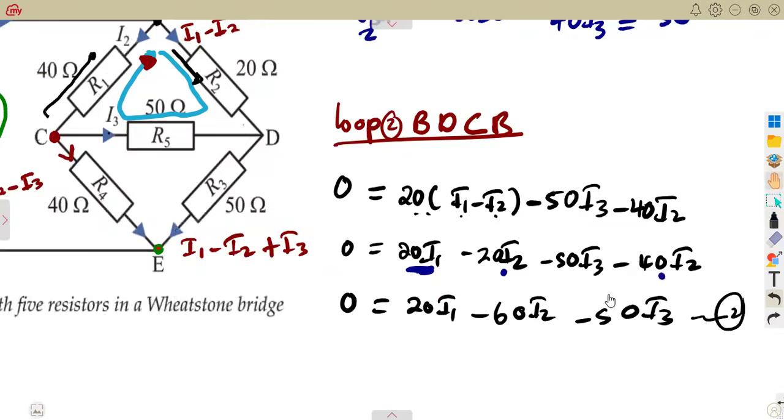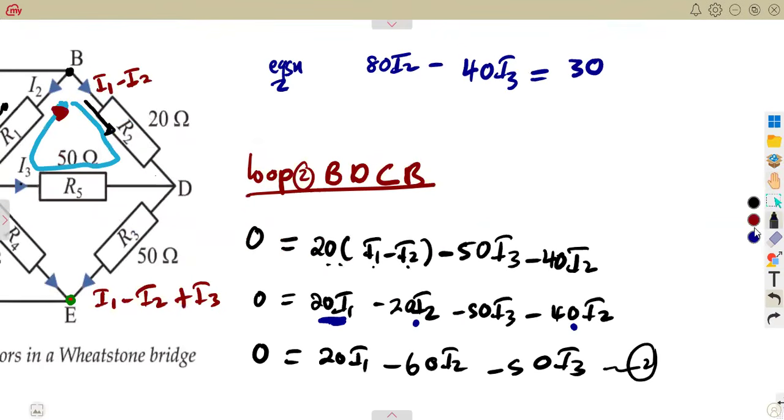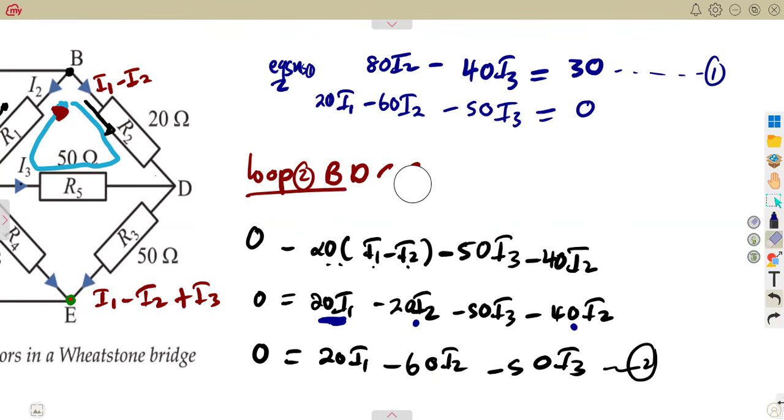So from these equations, this is our equation 1. Then our equation 2, we're going to take as it is: 20 I1 minus 60 I2 minus 50 I3, which is equal to 0. That's how you're going to use it.